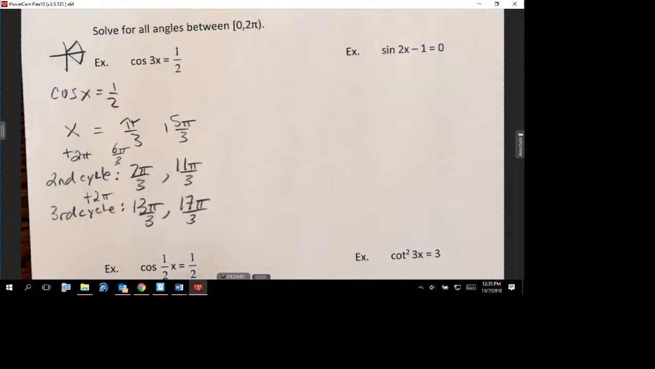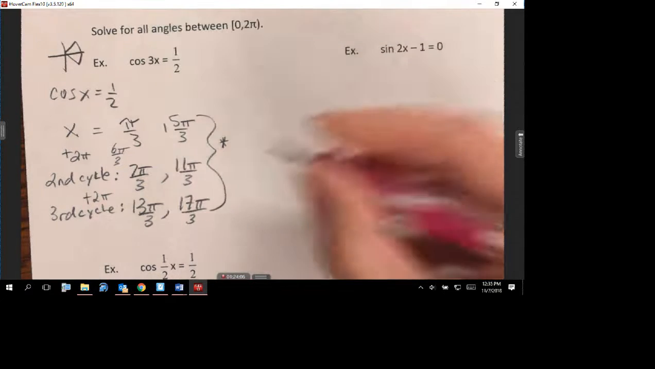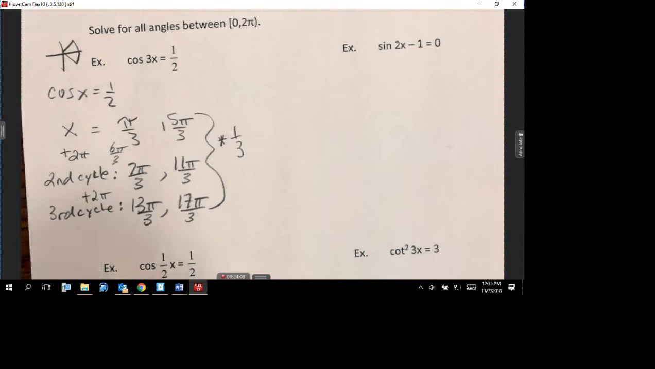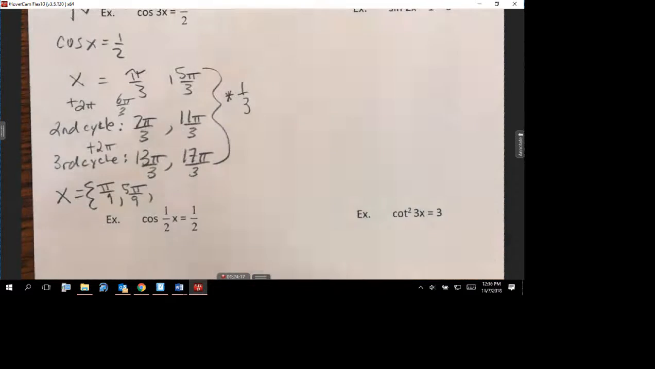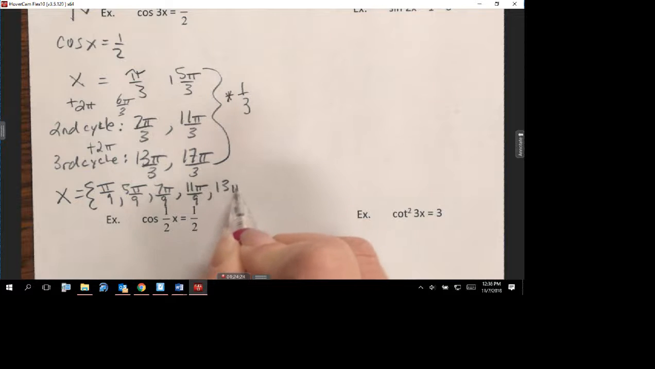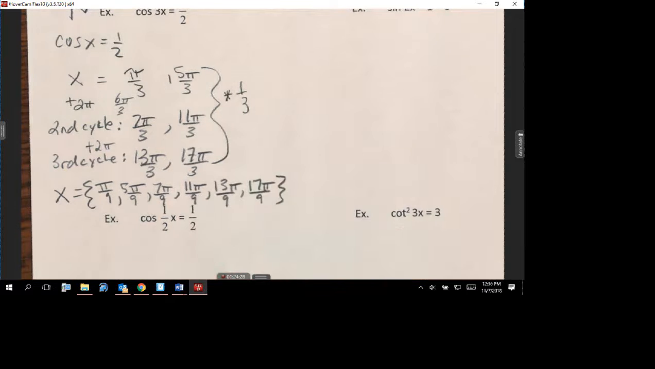To shrink that, we're going to multiply by our horizontal shrink factor, which is 1/3. So x equals pi over 9, 5 pi over 9, 7 pi over 9, 11 pi over 9, 13 pi over 9, 17 pi over 9. Did you say yikes? Yeah. Oh, you wait till there's more.